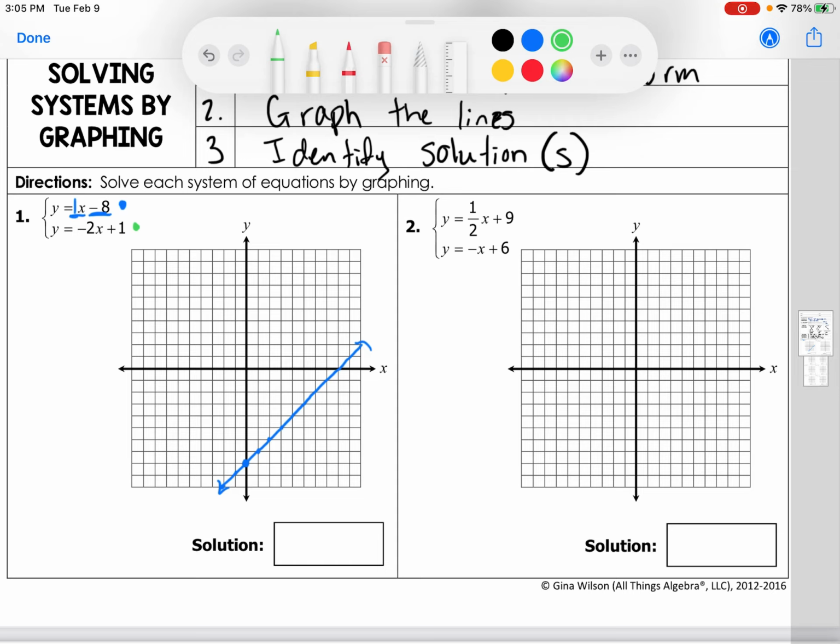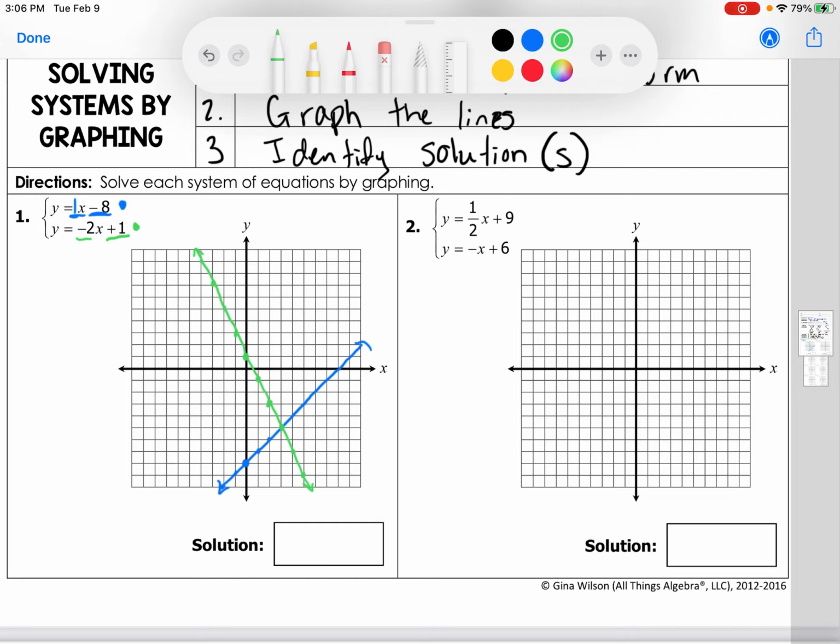Now we're going to do the same thing for the green line. Our y-intercept on this line is going to be positive 1. So our first point is going to be on the y-axis at positive 1. And now our slope for this one is negative 2, which means we go down 2, right 1, down 2, right 1, so on and so forth, forever and ever. And we can go the opposite. We can go left 1, up 2 as well. Now I'm going to do my best to draw a pretty straight line. Art, not my strong suit, but I think I did a pretty good job there.